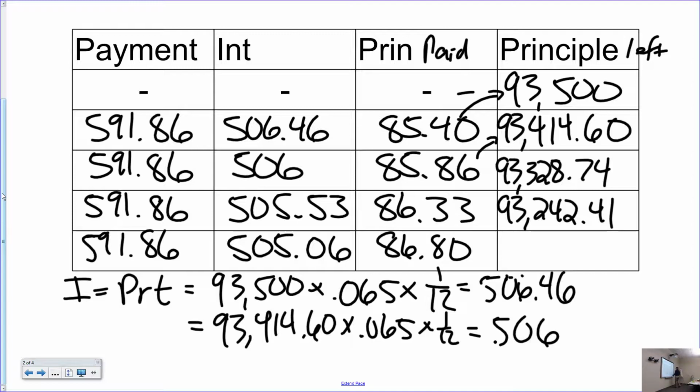And so what are we down to after 4 months? 93,155.61. That's probably the most depressing 4 rows of a table you've ever seen. Very true, 4 rows of a table in a mortgage. I mean, you've paid basically $2,400, right? $600 a month, more or less.